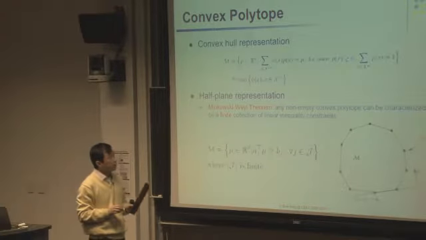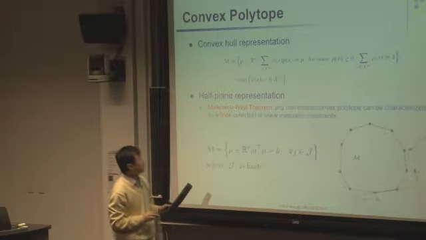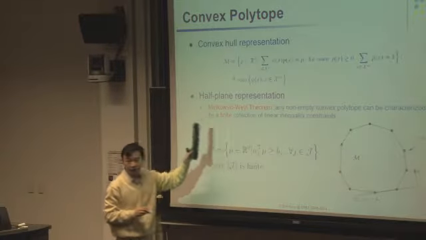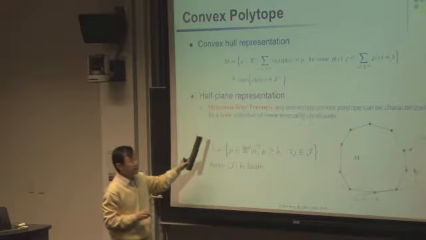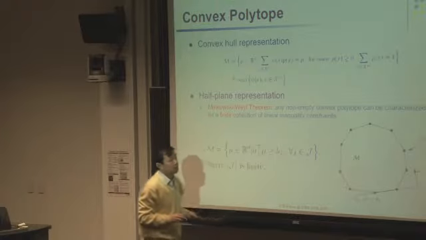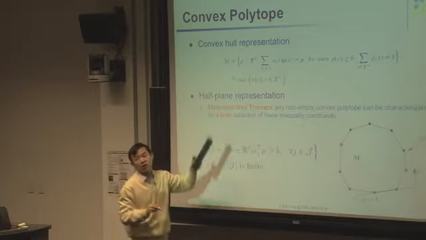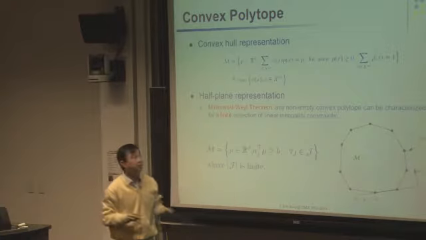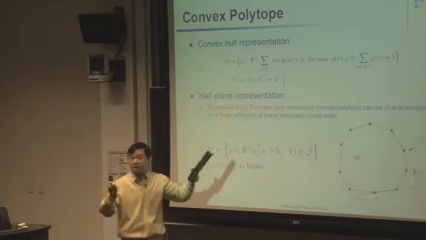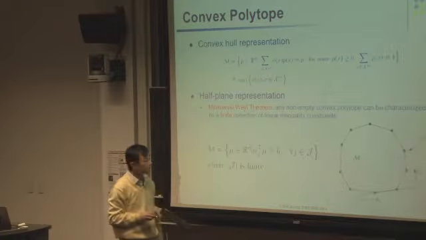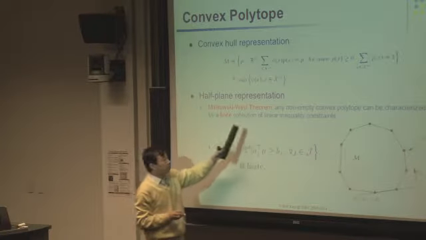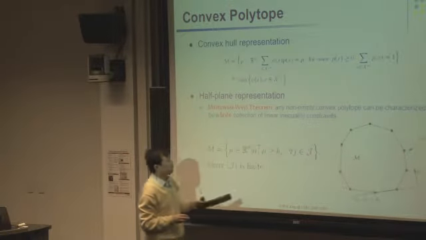Another way of defining that is to use the Minkowski-Weyl theorem, which basically says that any non-empty convex polytope... By the way, this convex hull is in the form of a polytope, because they are linear combinations of vectors.